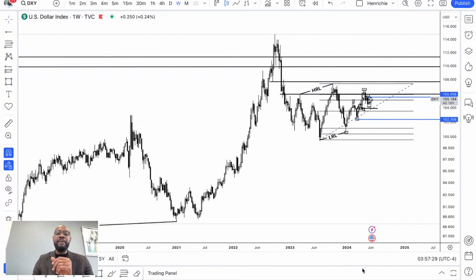So if I do see price come into this level and I see a 5-minute shift to market structure to the upside, I'll be looking for a buy on gold to continue higher to potentially run this buy side liquidity, and most likely run this buy side liquidity as well.